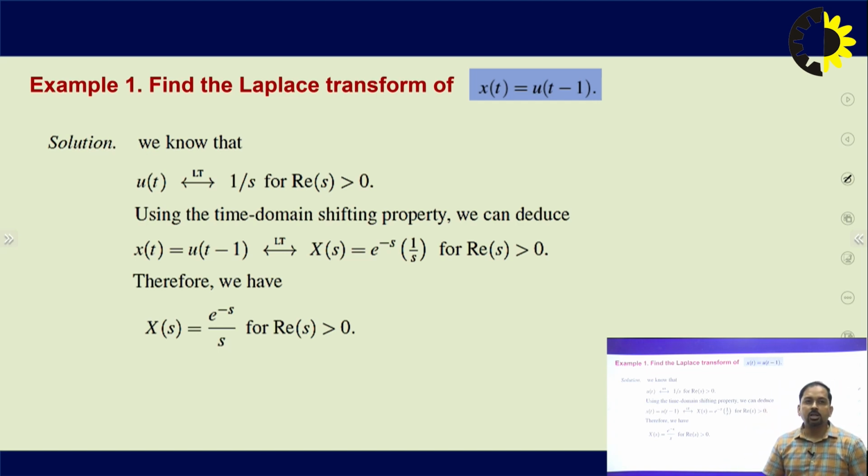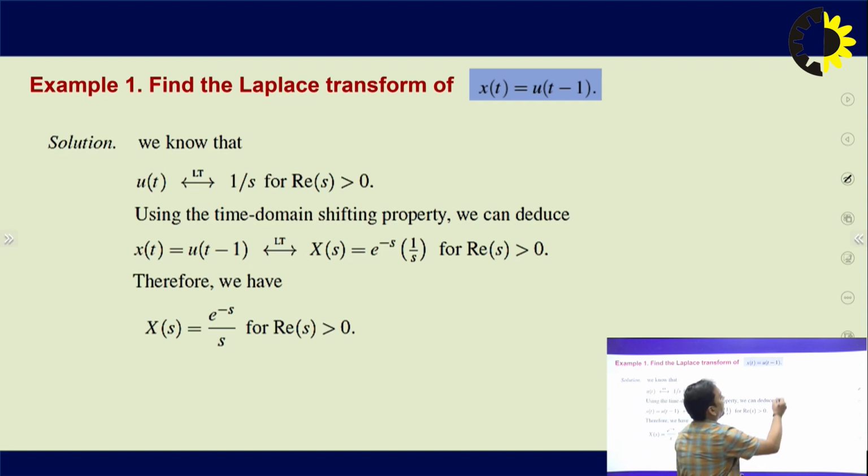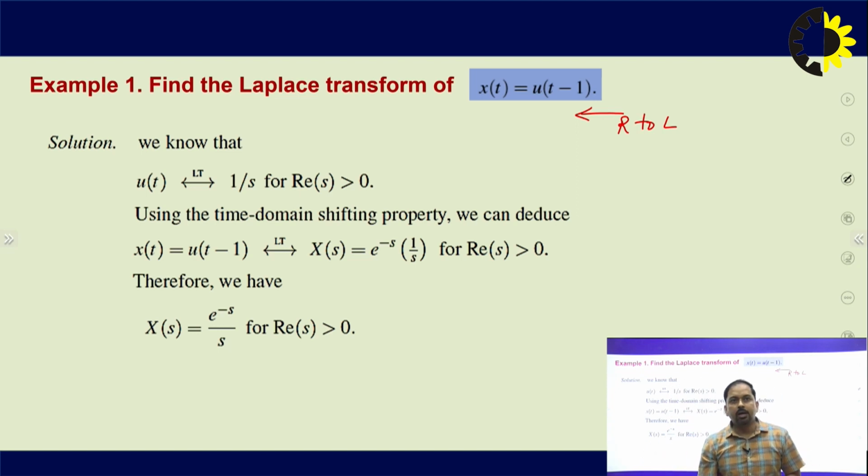Find the Laplace transform of x(t) equal to u(t minus 1). As we are aware, we have to solve these types of problems with the help of properties. How can we start? We have to apply the properties from right to left. Right to left, we can see that there is some shifting in the signal. The signal was u(t), but we have u(t minus 1). For u(t), the transform will be 1 by s, and accordingly the ROC has to be real part of s greater than 0.